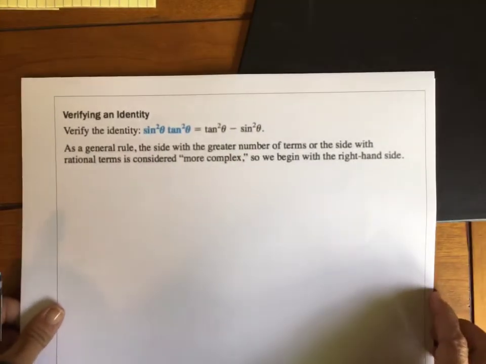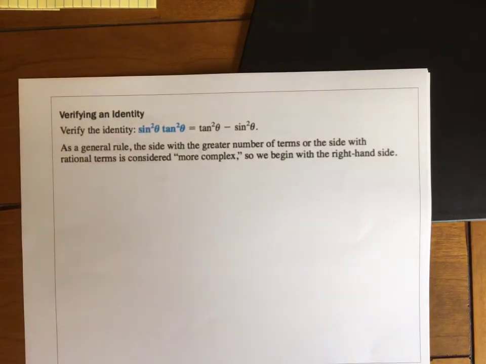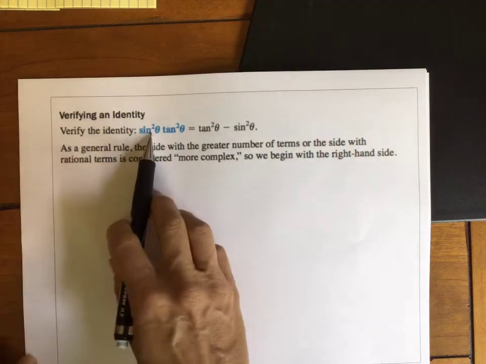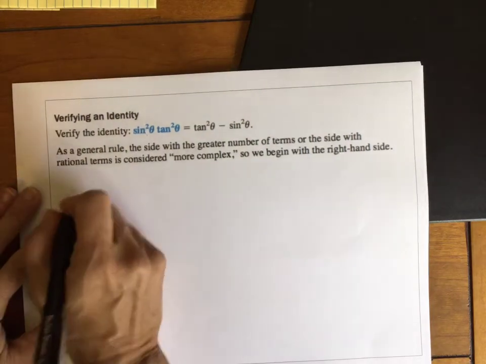So we need to look at verifying an identity. We talk about verifying an identity by working on the more complicated side, and usually we talk about terms, but this one has two terms on either side. But the side that has the tangent squared minus sine squared, that's your more complicated side because it's separated by subtraction, and it's easier to take subtraction to multiplication than this side to go from multiplication to subtraction. So we're going to start on the right side this time.